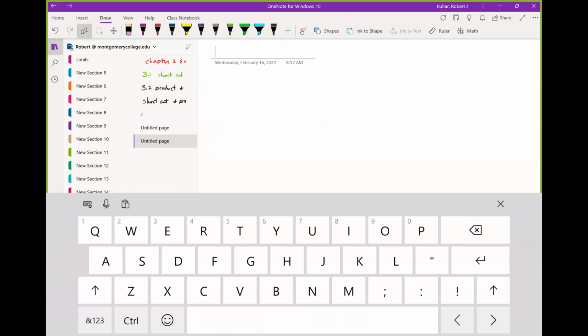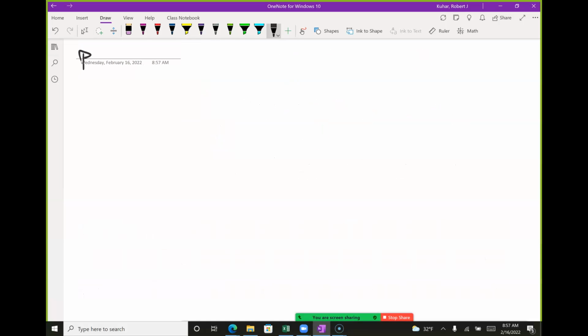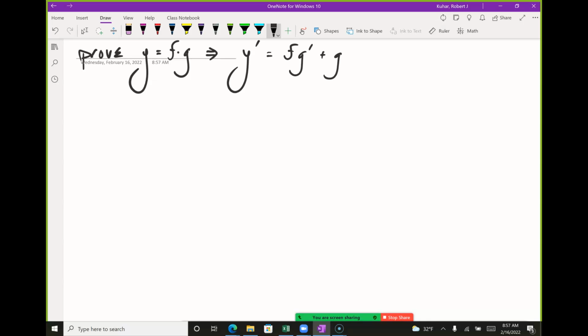But let's see if we can prove this. I want to prove that y equals f times g implies y prime is f g prime plus g f prime. Right, it's the product rule. And when I wrote that down, I'm looking at that loop. I'm doing f g prime plus g f prime.